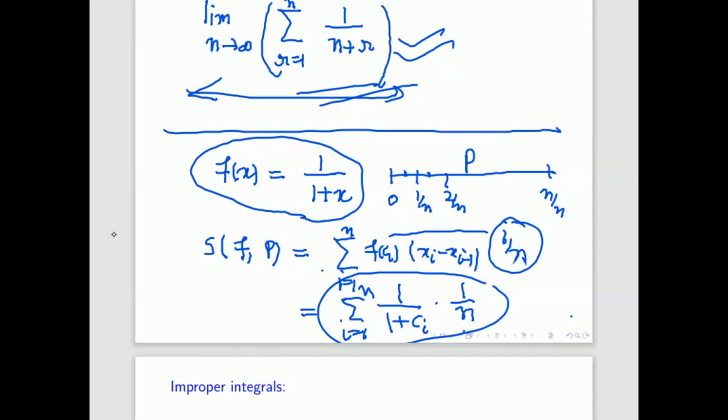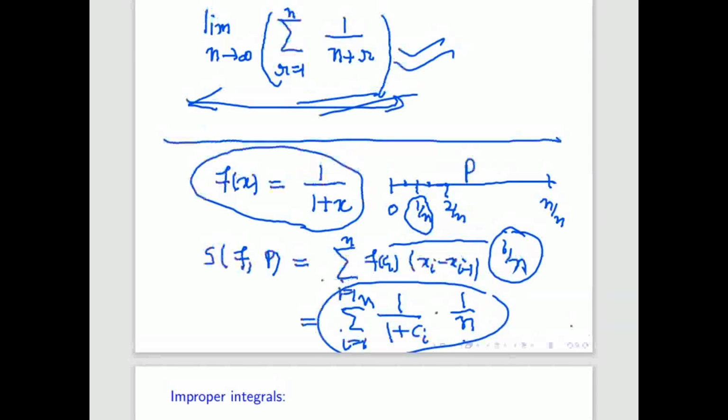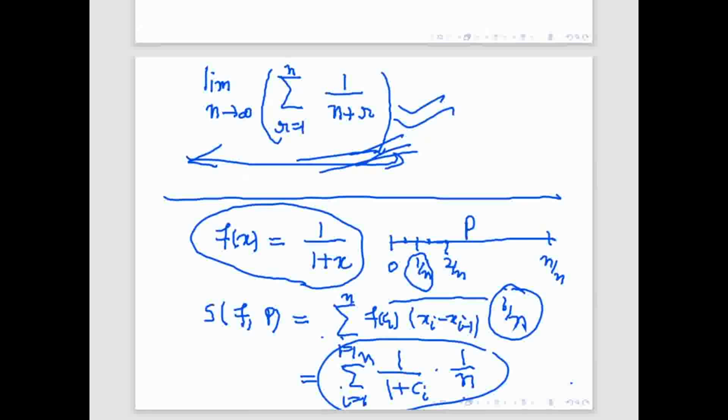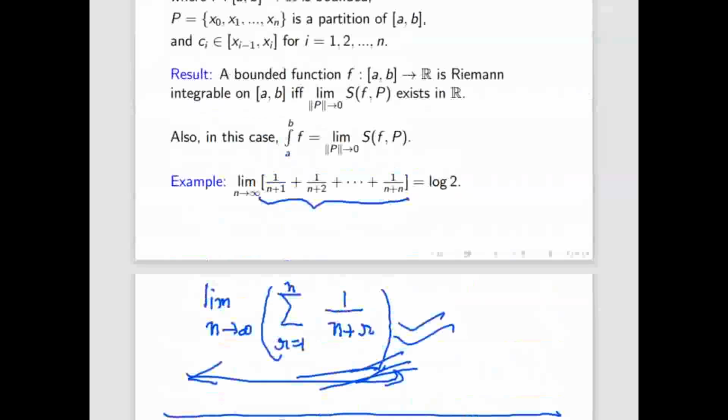If i equal to 1, it is 1 by n. That means we are taking this point. i equal to 2, we are taking this point 2 by n in this interval. That means we are calculating at this endpoint, not the left endpoint, we are calculating the value at the right endpoint. Ci we can take anything. So this will exactly become this type of problem.